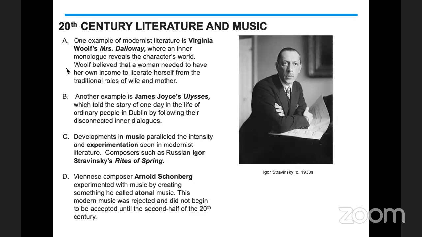Music also during this time is going to parallel the sort of experimentation that comes from this modern era. A couple of examples of this are Stravinsky's Rite of Spring, as well as Schoenberg's. He starts something called atonal music, and it actually gets really rejected when he first comes out with it. And we will see that some of this modern music will be accepted, but not until after World War II. In the interwar years, a lot of this is sort of pushed back.